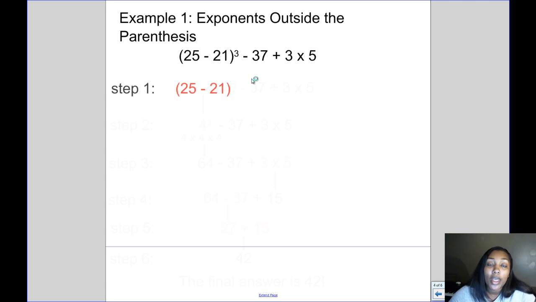So my first step is parentheses. I have to take care of what's inside of the parentheses first. So I have to do this 25 minus 21, and we know that will give us 4.